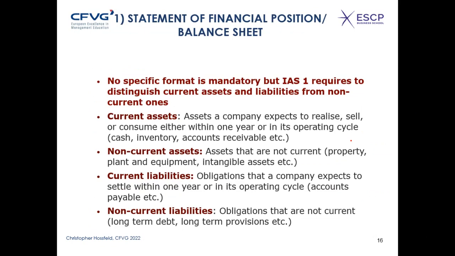Okay, so first we talk about the balance sheet. As you may remember, the balance sheet shows the financial position of a company at a given date, the balance sheet date, which usually is December 31st. And in IFRS, actually, there is a rather high degree of freedom of how companies present their balance sheet. So IAS number 1 lists the requirements regarding the balance sheet, and actually there are not many requirements.